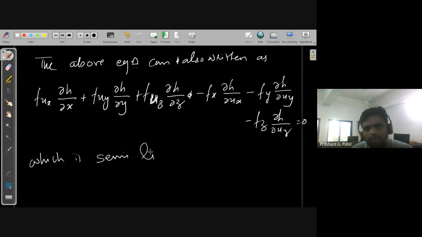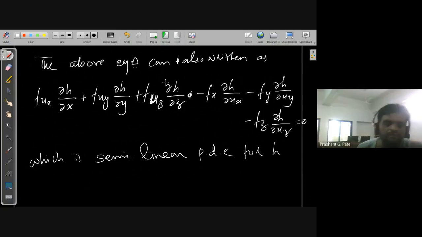This is the semi-linear PDE for H. And that is, given F, H1 and H2 satisfy this equation. That means this equation, let me write that.